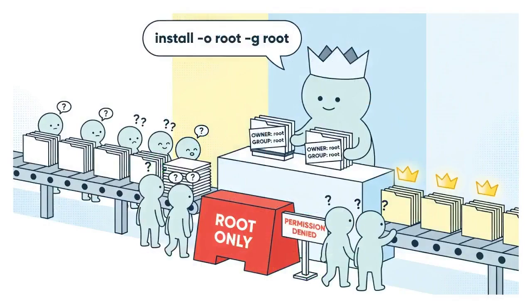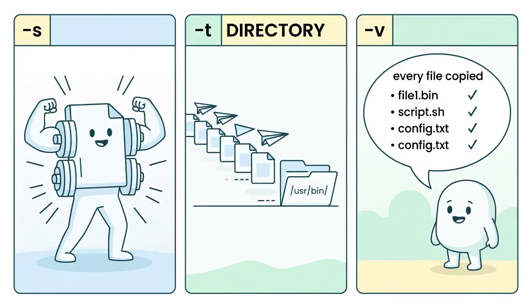The -o owner and -g group flags lock down who owns the file. During package staging, root build scripts use install -o root -g root to guarantee the installed files are owned by root regardless of who actually ran the build. This step requires root privileges. Non-root users get a permission denied, but it's exactly what you want when assembling a tarball that will deploy as a system package.